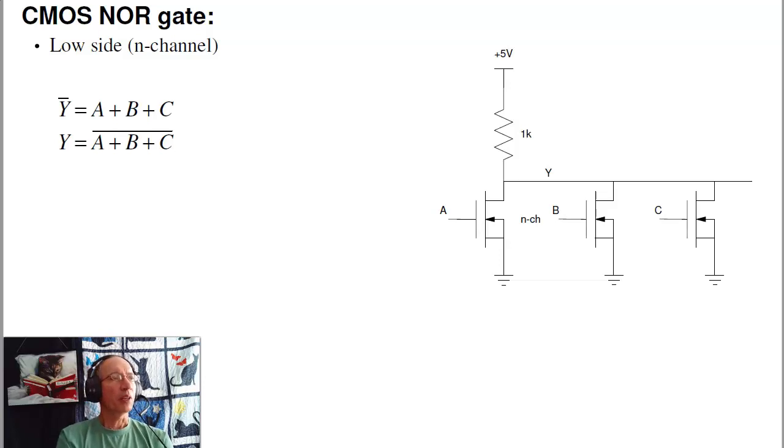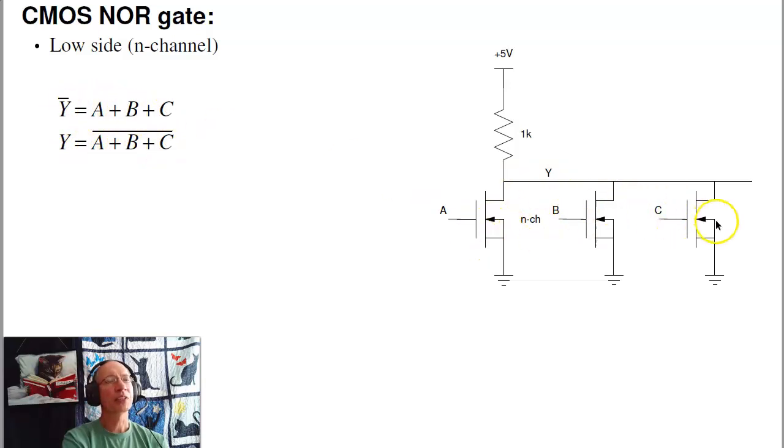That was for a CMOS inverter. I can also build AND gates and OR gates. So let's start with a NOR gate. For a NOR gate, if I put these in parallel, I want to build a NOR gate, so Y bar is A or B or C. Y is A bar or B bar or C bar. Note this is Y bar.